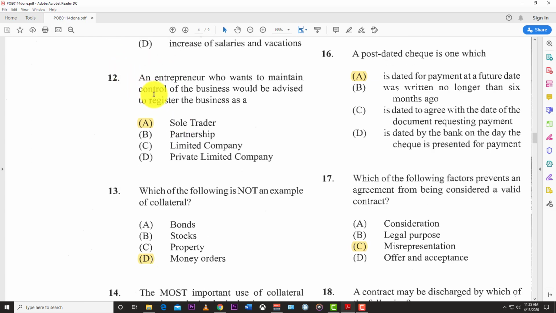Number 12, an entrepreneur who wants to maintain control of a business would be advised to register the business as, and the answer here is a sole trader, because when you're a sole trader, you own the company outright, the business outright. Partnerships, limited companies, people can actually come in and maybe take control, especially in the companies.